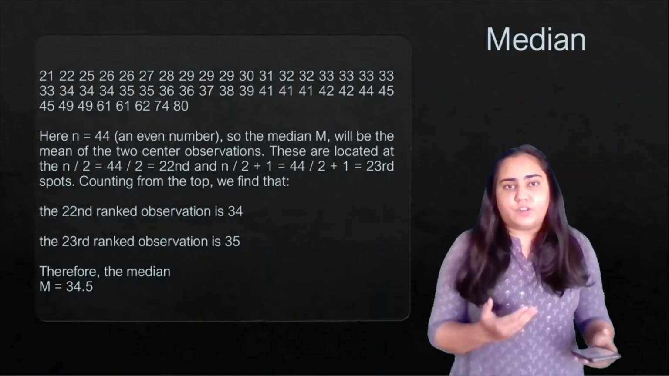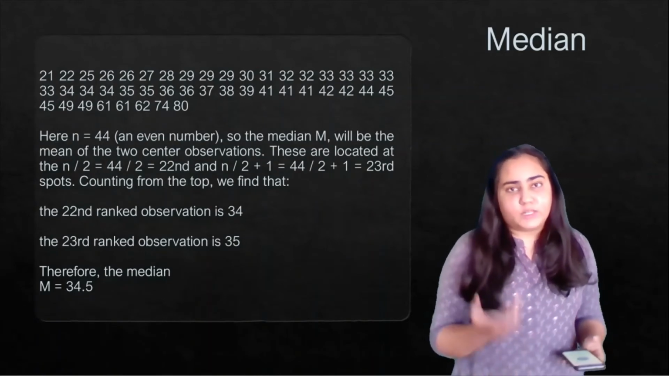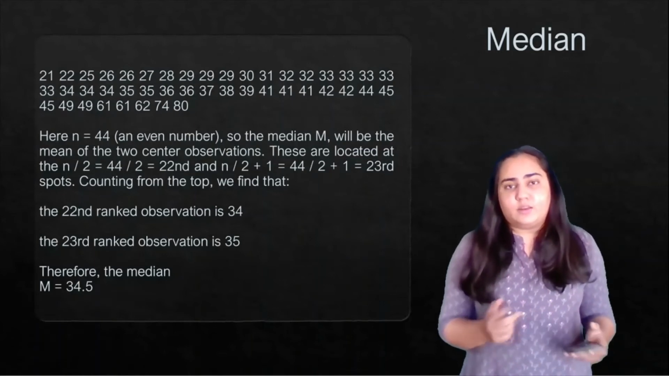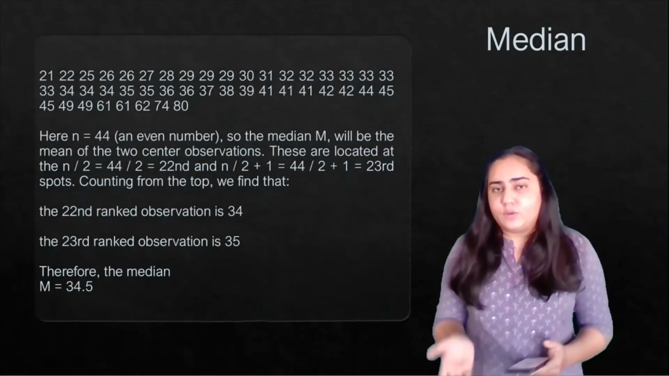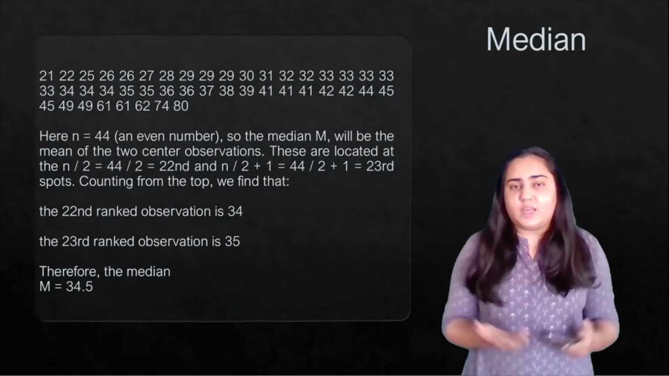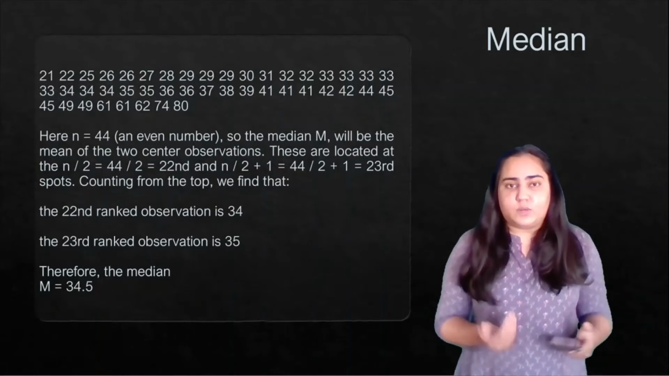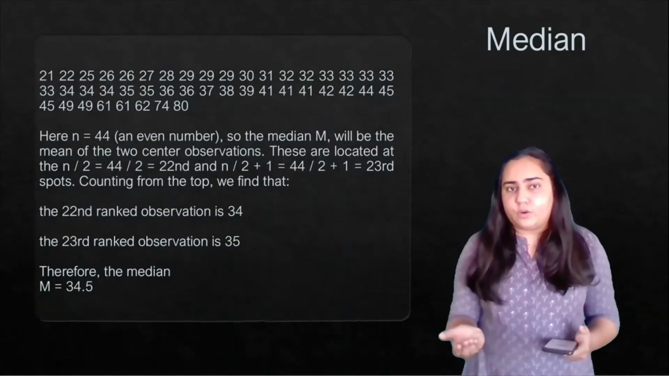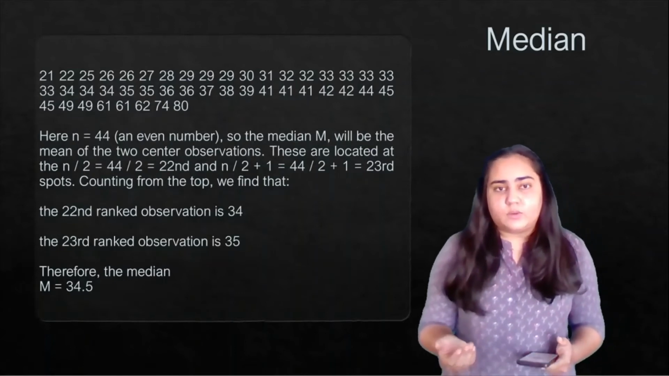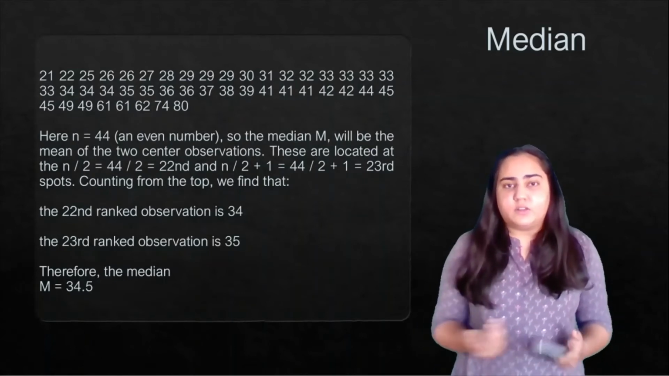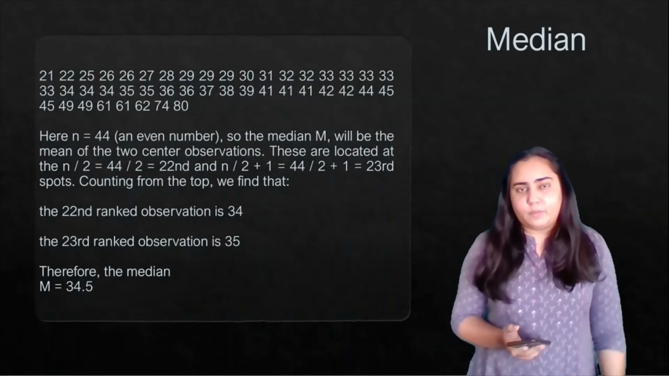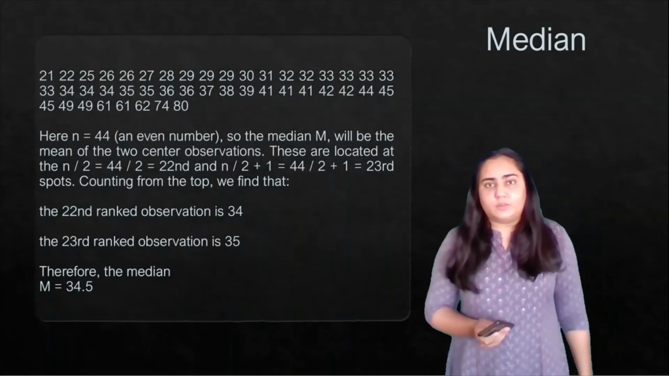So you need to do 44 by 2, which gives you 22. So you need to take the 22nd observation and n by 2 plus 1, which is 23. So you need to take the 23rd observation and take the average of the 22nd and 23rd. 22nd is 34 and the 23rd observation is 35. So 34 plus 35 divided by 2, their median is going to be 34.5. That's how you can calculate the median.